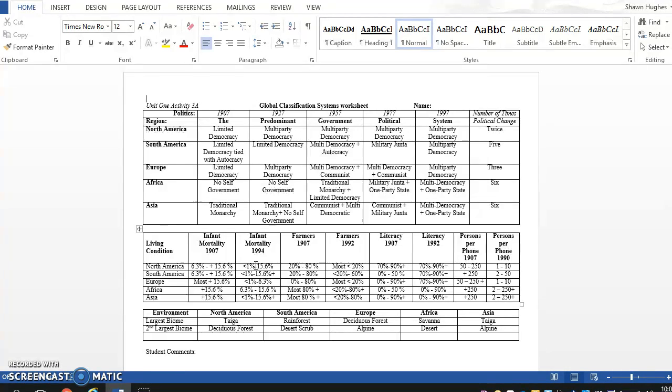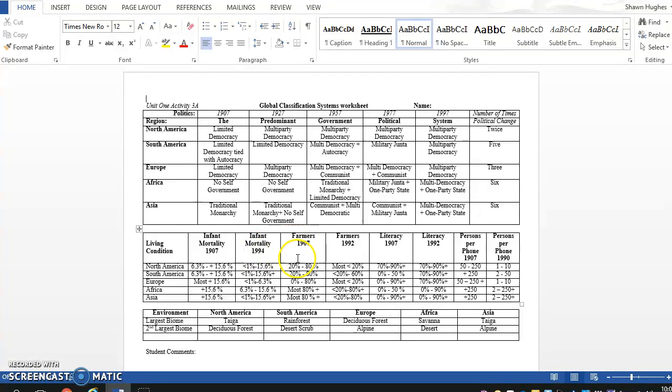Infant mortality rates actually went down in many areas of North America to, in some cases, less than 1%. So we saw a change in infant mortality rate from 1907 to 1994 in that it actually went down in many parts of North America. And why is that? Everything from access to perhaps healthcare, better access to education. There's a wide variety of reasons why infant mortality rates would have gone down.